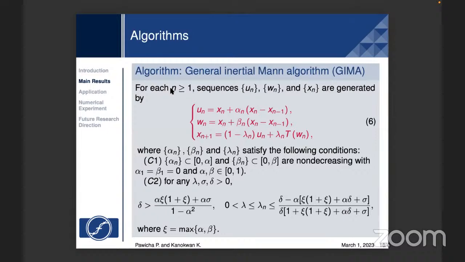I will begin with the general inertial Mann algorithm proposed by Dong et al., which is the sequences u_n, w_n, and x_n generated by Equation 6, where the sequences alpha_n, beta_n, and lambda_n satisfy the conditions C1 and C2. So what is new in this work? They use two steps of inertial extrapolation, and they consider new conditions on the step sizes alpha_n and beta_n, and also the sequence lambda_n.